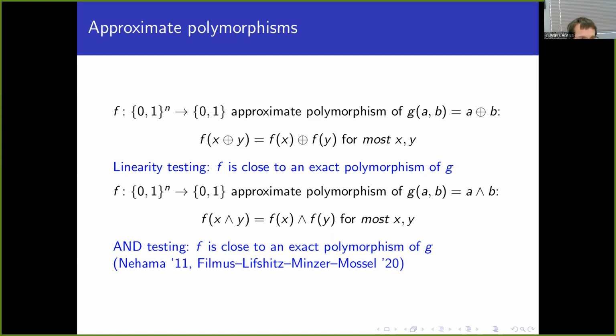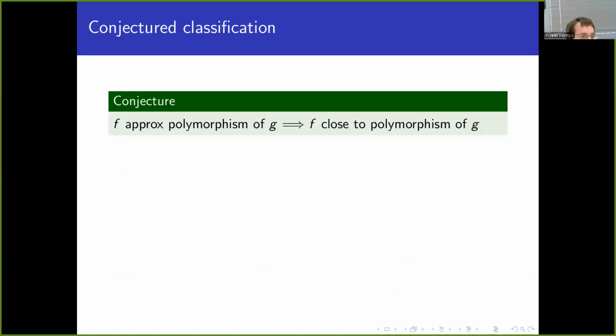Okay, so now for the general case. You could conjecture that if f is an approximate polymorphism of some function g, then f has to be close to an exact polymorphism of g. Because this fits the cases we've seen above. Now this is true in most cases for most g, but not for all g.